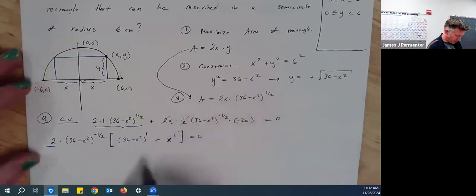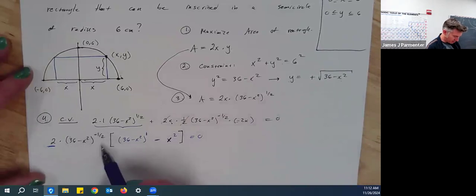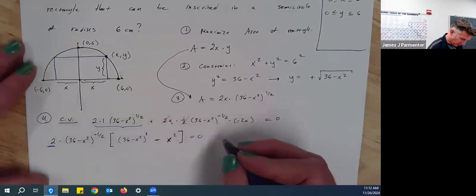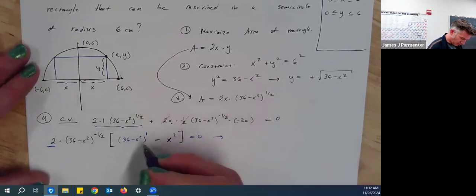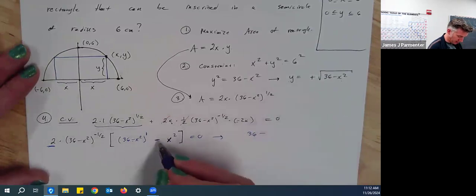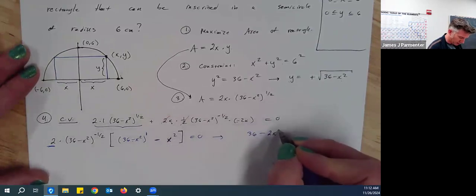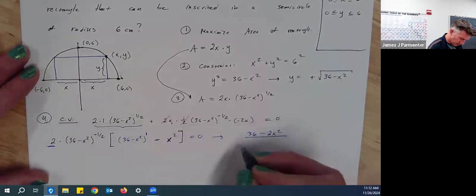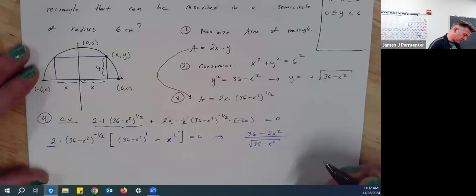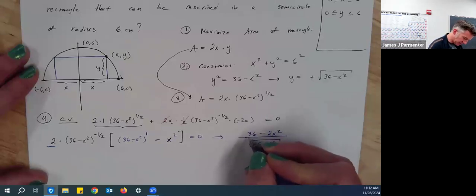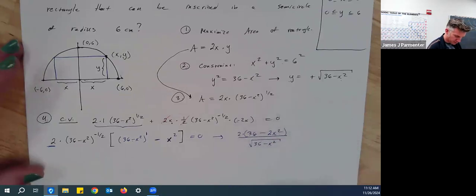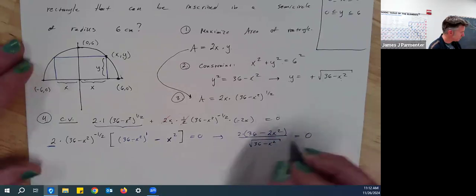Okay. Now we're going to rewrite this. We're going to bring down this 36 minus x squared to the negative 1/2 to the bottom, so it's kind of a positive power, and rewrite this as our numerator. 36 minus x squared minus another x squared is minus 2x squared, all over the square root of 36 minus x squared, or 36 minus x squared to the 1/2 power. And then there's a times 2 out here. Not really important. Set that equal to 0.